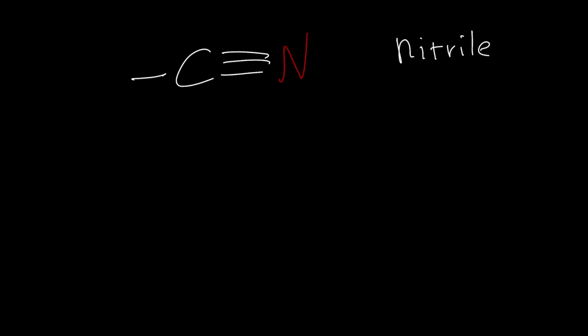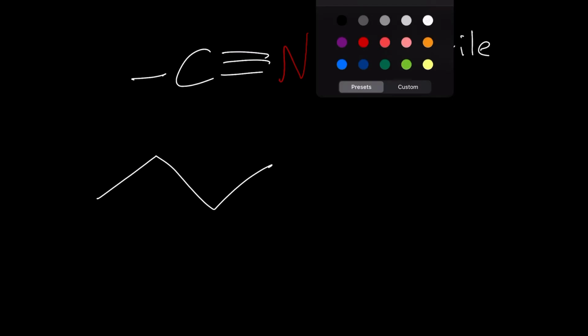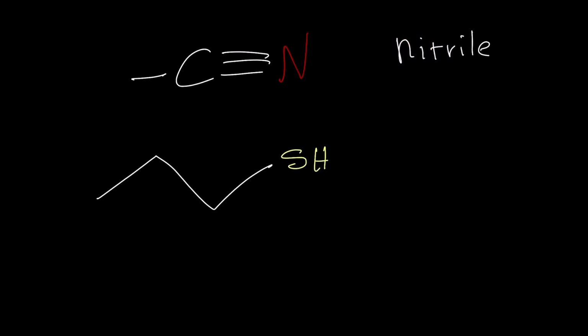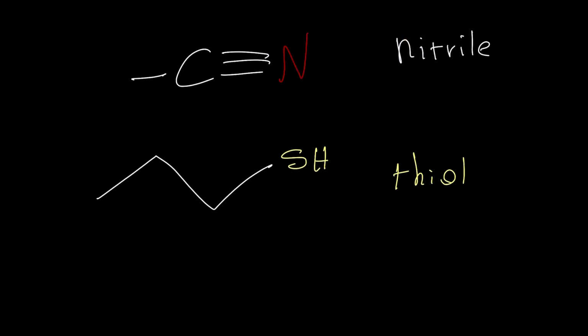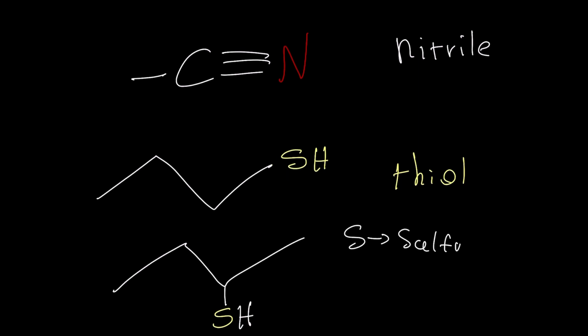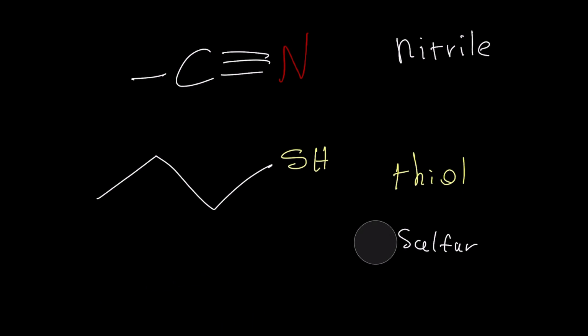And then let's go over our last example. If you ever see a carbon chain that is going to be attached to SH, this is going to be called a thiol, and it can also look like this. It can be at the end of it, it can be in the middle of it, like that. But SH, the S is a sulfur, and the H is obviously hydrogen. So that's a thiol. So those are some common functional groups you should know for organic chemistry.